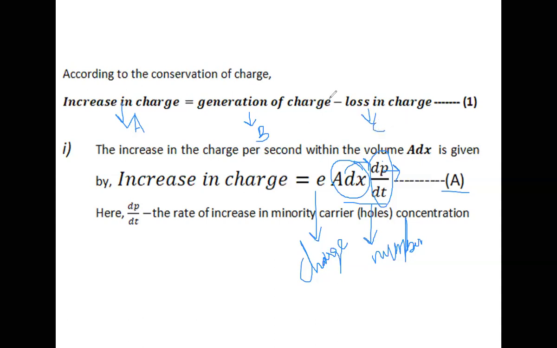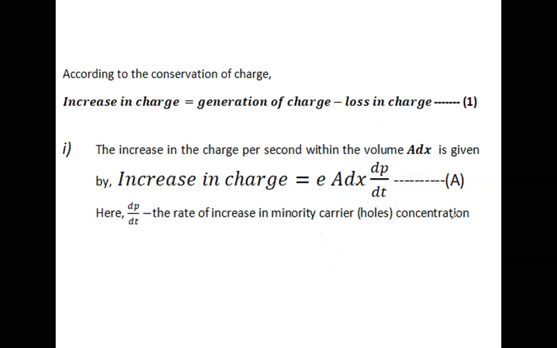loss of charge, and substitute A, B, C equations and equation number 1, so that we will get an equation which governs the rate at which the concentration or the rate at which the charge of the minority carriers is changing within the considered volume in a N-type semiconductor. That's what we are going to see. This is the procedure. Now after writing down the equation number A for increasing charge, let us go for generation of charge and let us see how the charge is generated within the considered volume.